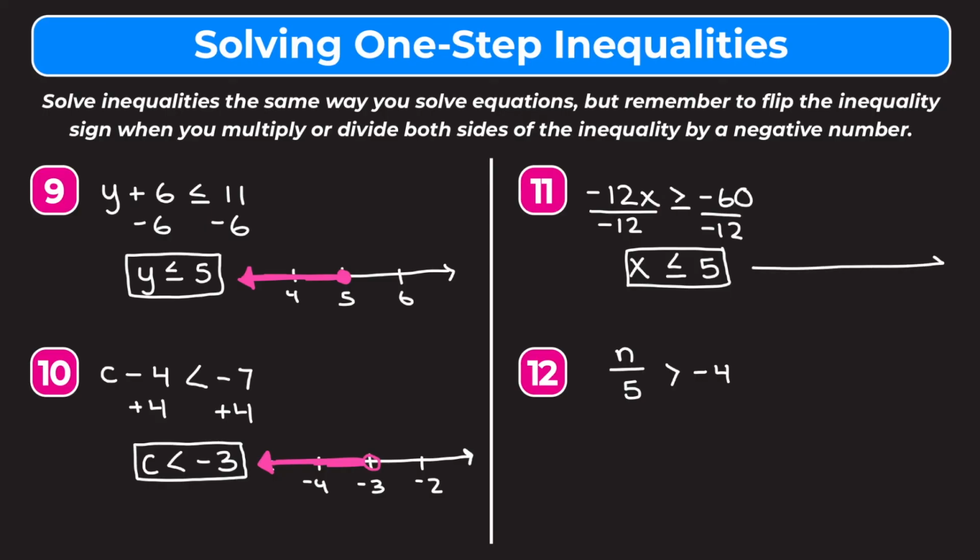And we don't want to forget to just graph it quickly. So we're going to put a 5, a 4, and a 6. X can equal 5, so we're going to put a closed circle at 5. And we are going to shade to the left because x can be less than or equal to 5.